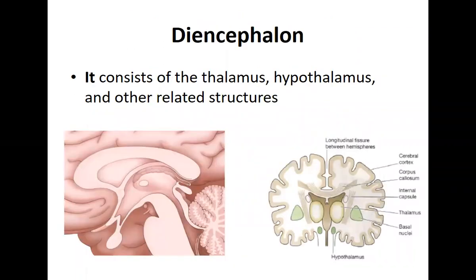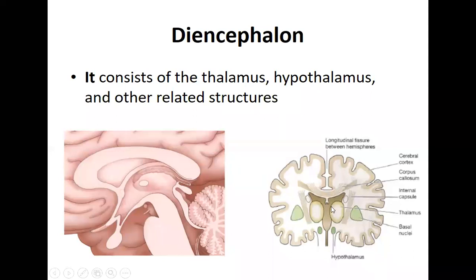Now coming to the second part, called the diencephalon, which I said will be inside. What does it include? It includes some very important nuclei inside, called the thalamus, hypothalamus, and other related structures.